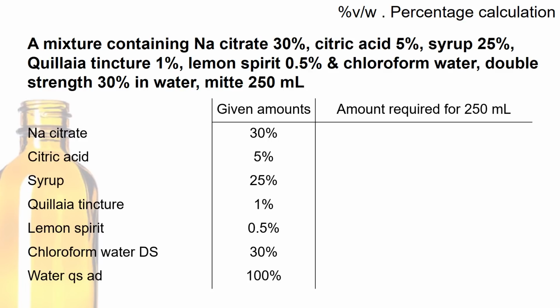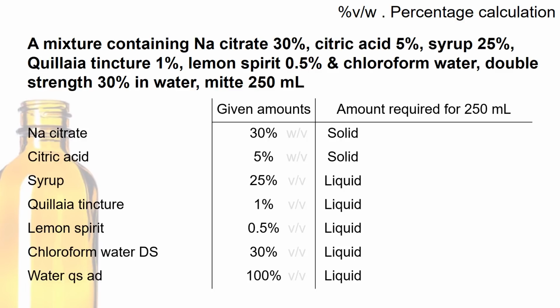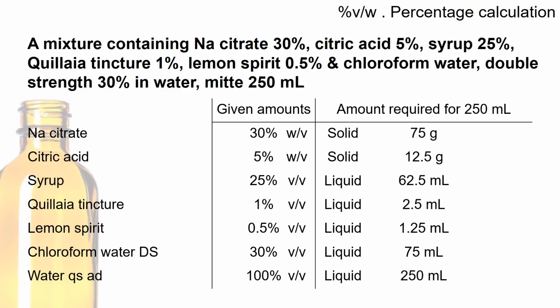So in this case, we have to identify the form or the phase of the materials. The first two ingredients are solid and the rest are liquid. So in this case, we can put in the expression of the percentage. And now I'm sure that you won't have any problem calculating. You just have to use the rule of 1 part in 100 parts for each of the percentage expressions to calculate the amount needed.